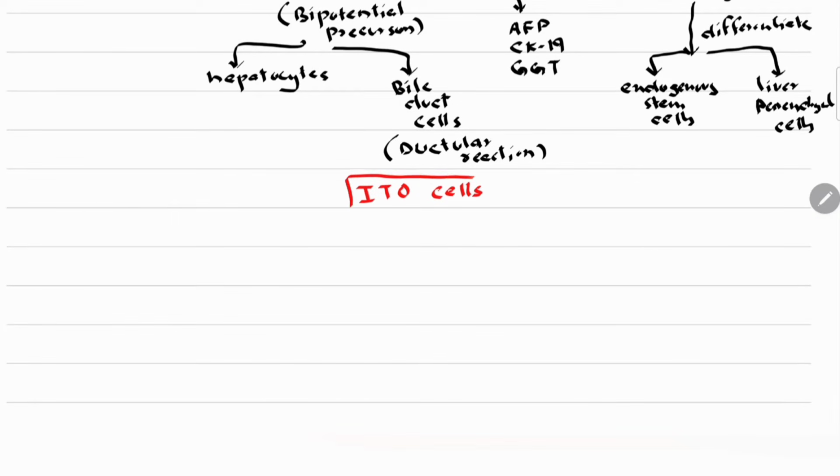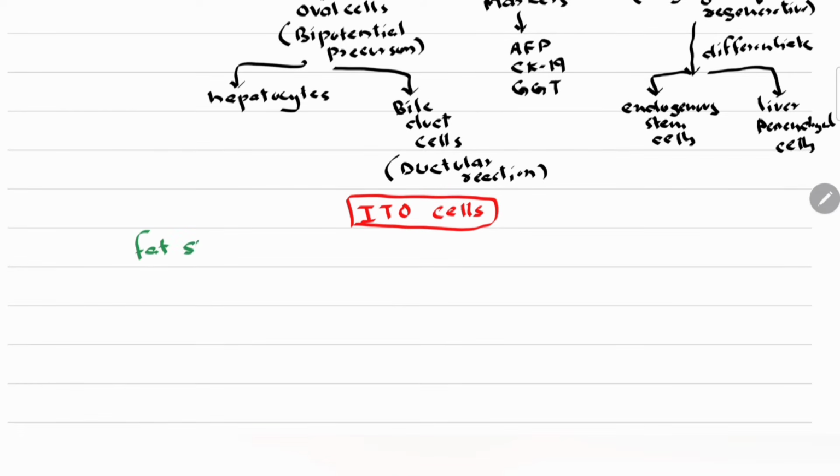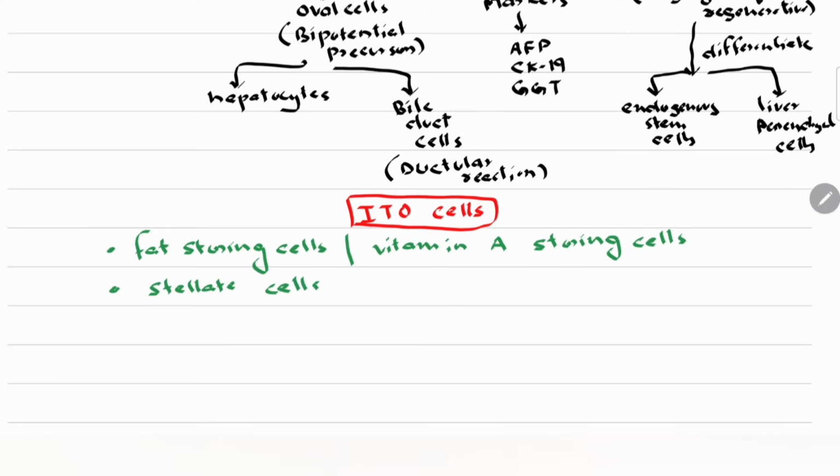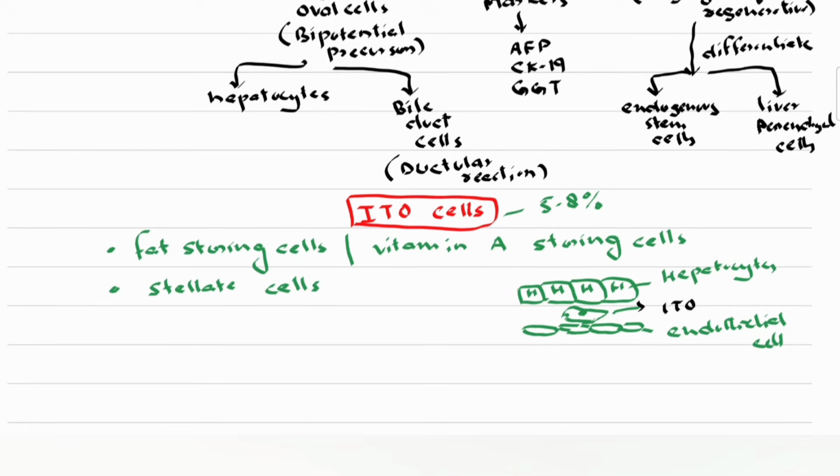Now coming to another topic, ITO cells. So what are ITO cells? We have number of names for ITO cells. One is fat storing cells or vitamin A storing cells or stellate cells. They constitute 5 to 8% of total liver cells, and they are present within the space of Disse, the space that is present between hepatocytes and endothelial cells.